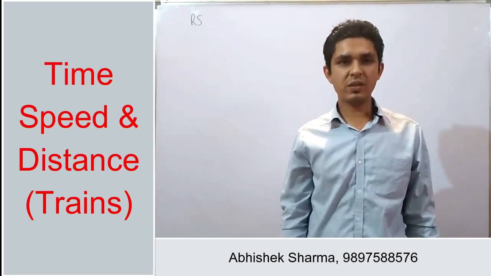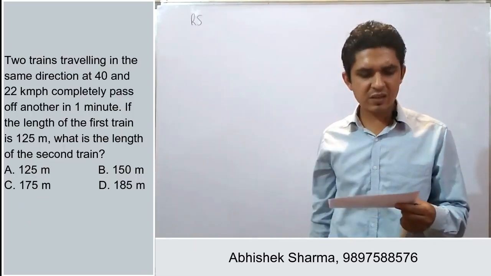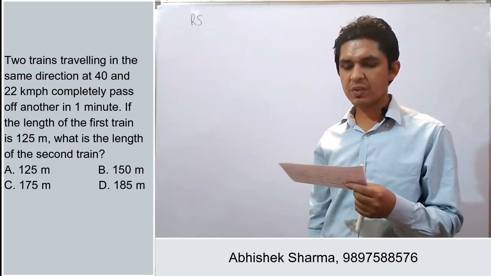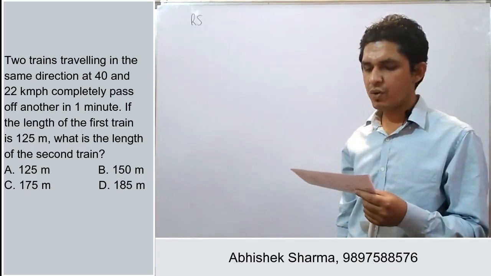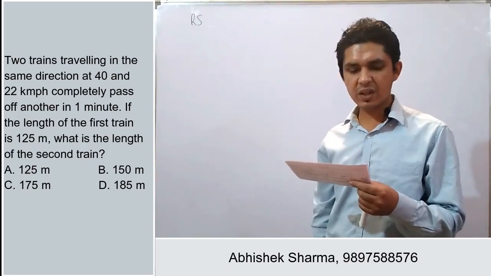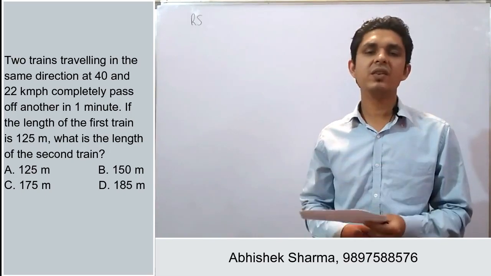Okay, coming to the question, what will be the type of question? The question will be like: two trains traveling in the same direction at 40 and 22 km per hour completely pass one another in 1 minute. If the length of the first train is 125 meter, then what is the length of the second train?